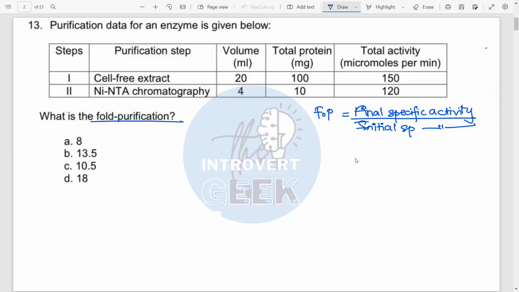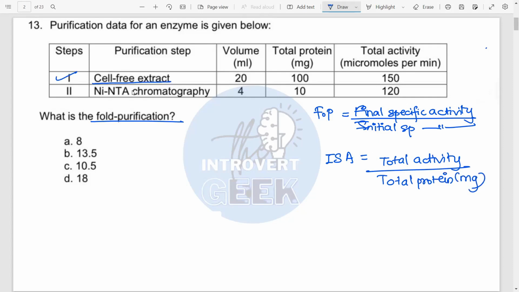So how to calculate the final and initial specific activity? Specific activity is the total activity upon the total protein in milligram. Now from this table that they have given you, you can see that for the first step, the cell-free extract, the activity of the enzyme was 150 and the concentration of protein was 100. Using this, you can say that this is the initial step. So the initial specific activity will be the total activity, that is 150, divided by the total protein, that is 100. So this comes out to be 1.5.